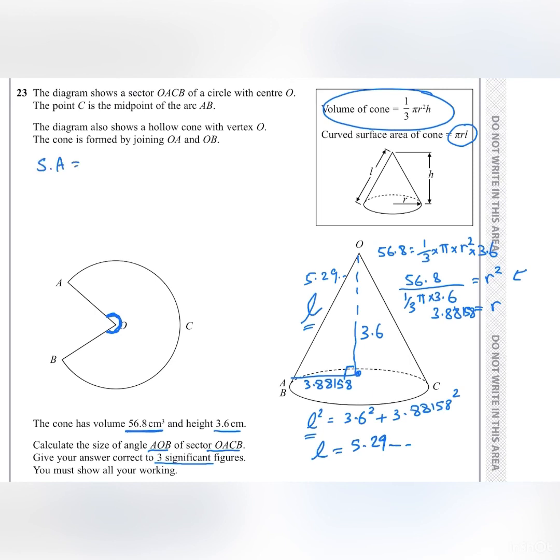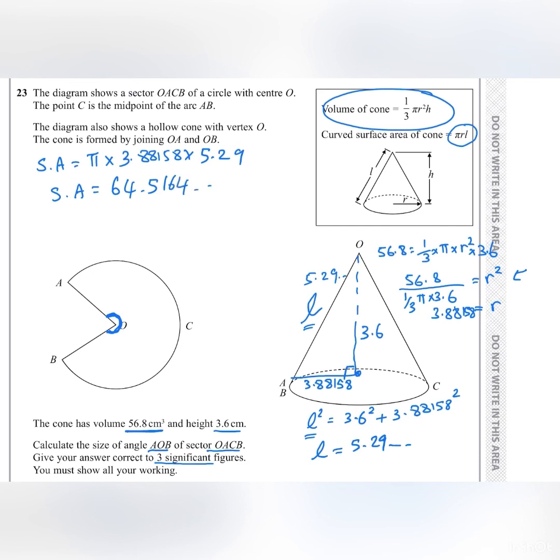So 5.29, and then I can use the surface area formula to work out the surface area of this cone, which is pi times r, and r was 3.88158, times L, which is 5.29, and the surface area equals 64.5164.